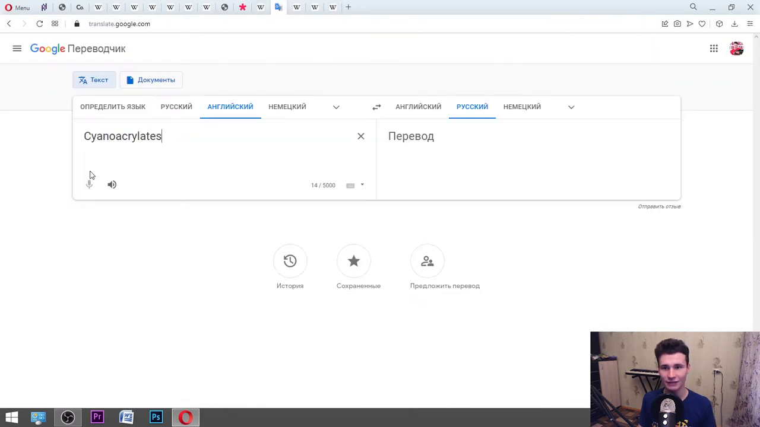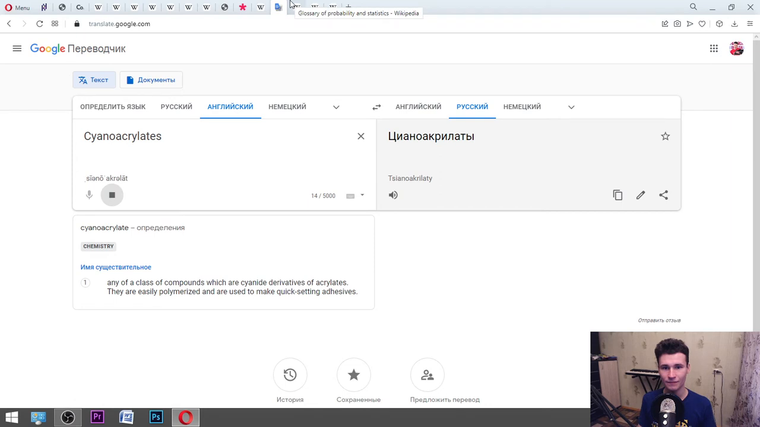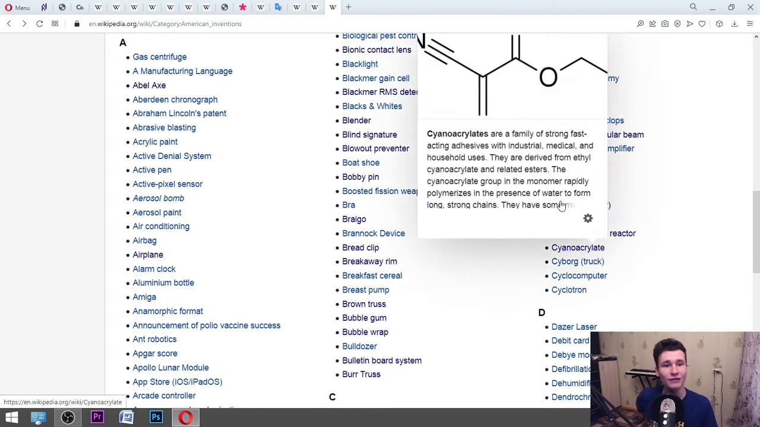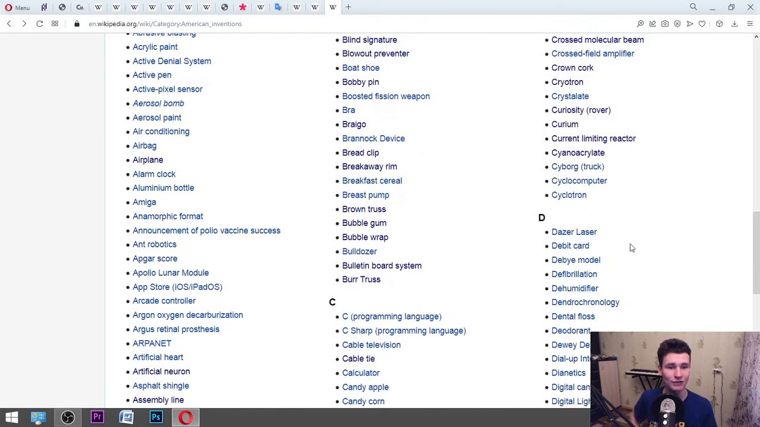Cyanoacrylates are a family of strong, fast-acting adhesives with industrial, medical, and household uses. They are derived from ethyl cyanoacrylate and related esters. And, okay, nice. And it polymerizes with water into strong chains, okay, good.